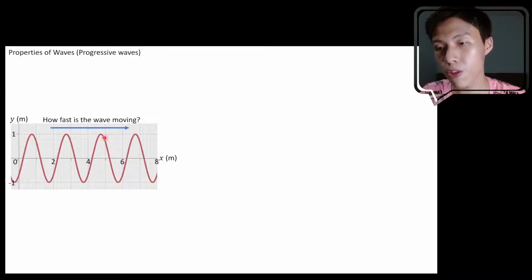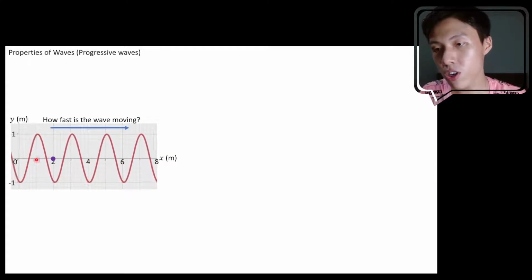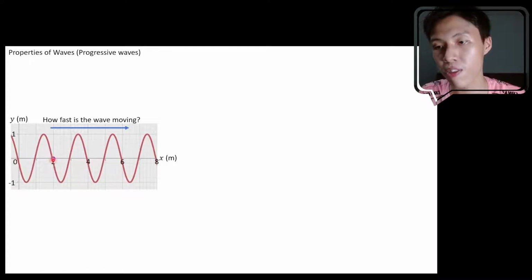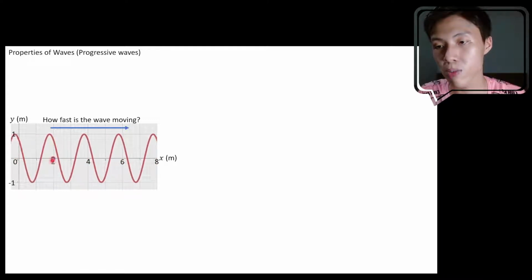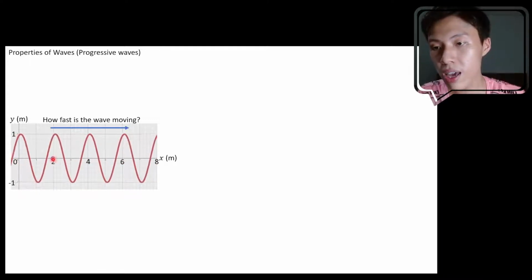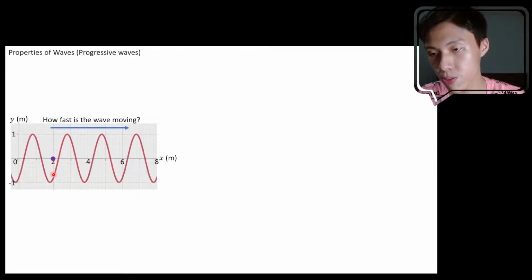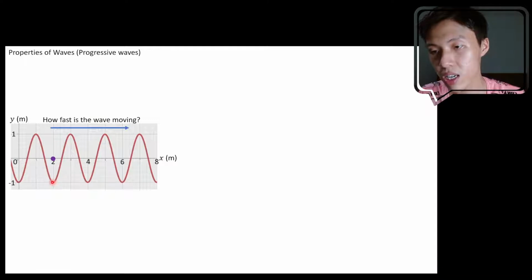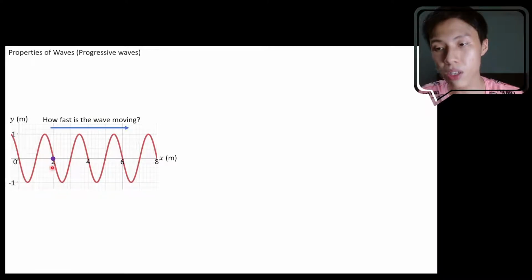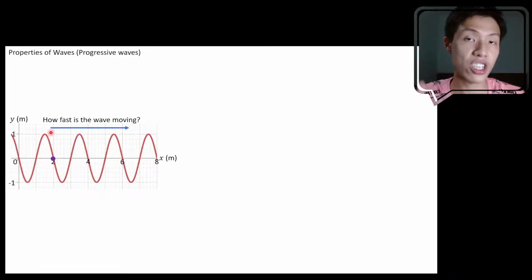The second type of velocity that you can investigate is to focus on a specific particle at a specific position. In this case, I focus on this particle at x equals 2 meters, and I investigate how fast the particle is moving. In this case, it's moving downwards. Then after that, it continues to move upwards, downwards, upwards in an SHM motion.